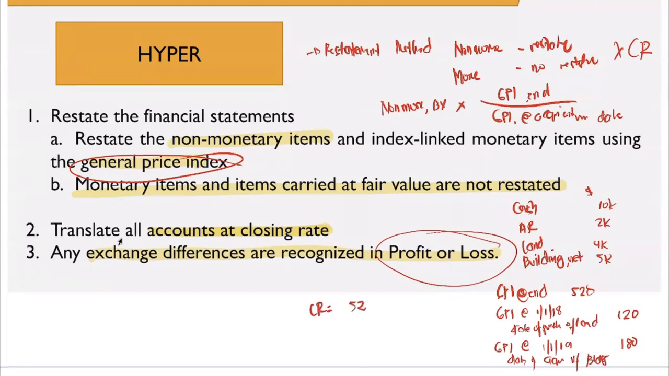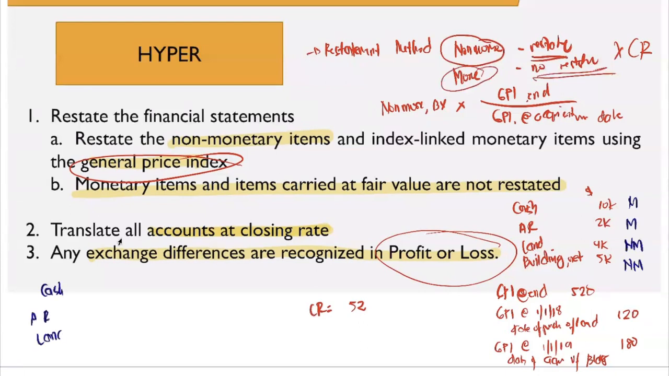Okay? So madali lang. First, we know the non-money. You restate it. Money, do not restate. So let's answer this problem by knowing the items that are money and non-money. Cash is money, AR is money, land is non-money, building is non-money. Okay. So after determining, we list it down: cash, AR, land, and your building. We get the book value: 10,000, 2,000, 4,000, 5,000.